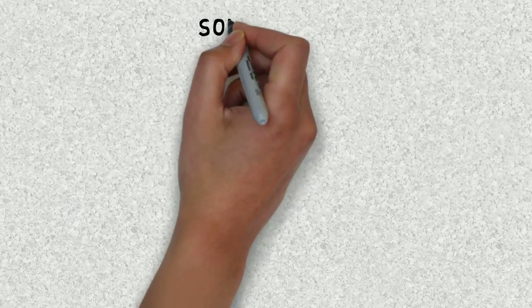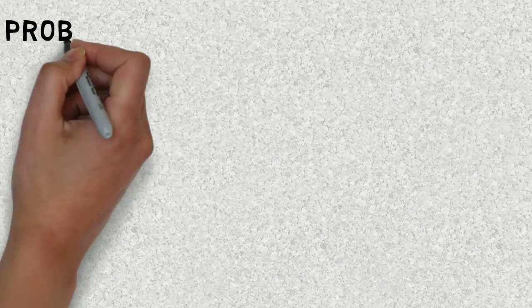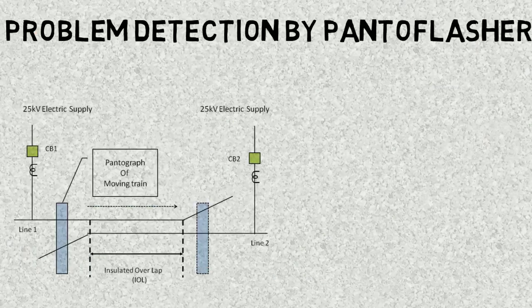But this isn't a problem without a solution. The solution for this problem is using a panto flashover relay, which is designed to identify such a situation and trip the feeder circuit connected to the live section of the overlap. So what a panto flashover relay does is it monitors both the lines, line 1 and line 2, and the status of the circuit breakers of both the lines, that is CB1 and CB2.